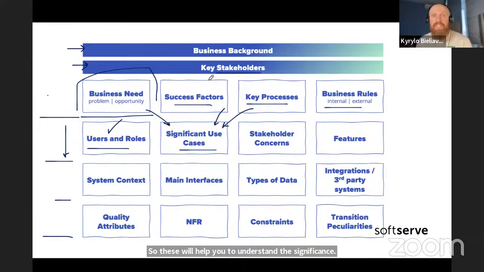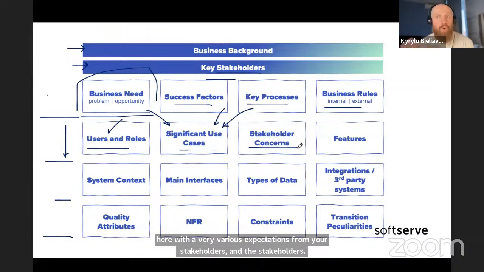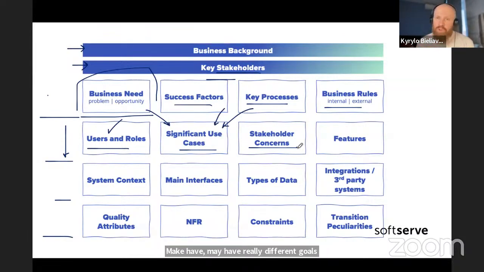Once you know the key stakeholders, you need to be sure that you know their concerns and what they are expecting from the product. You may end up with very varied expectations from your stakeholders, and they may have really different goals for that project. Again, what helps you understand what's more important and what the priority is, is the business need. Later on I will show you how we can apply a business objective model to understand that and to validate the necessities against it.